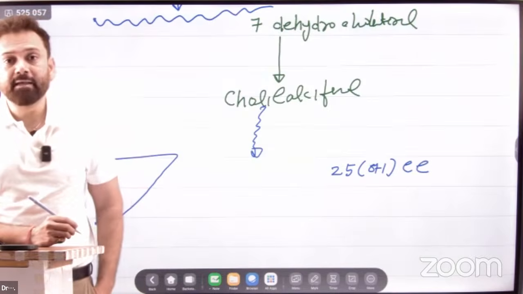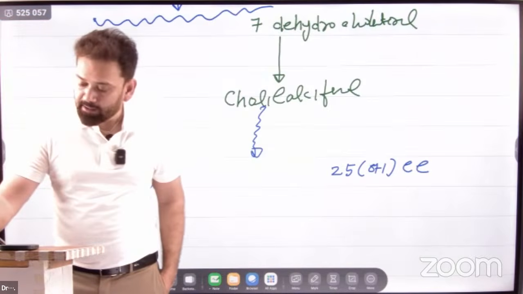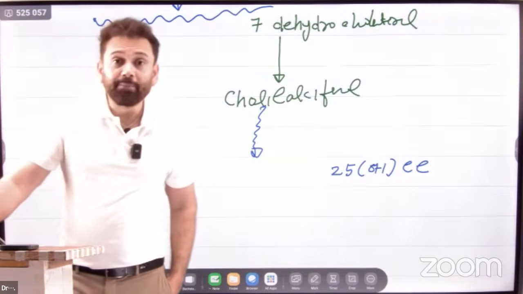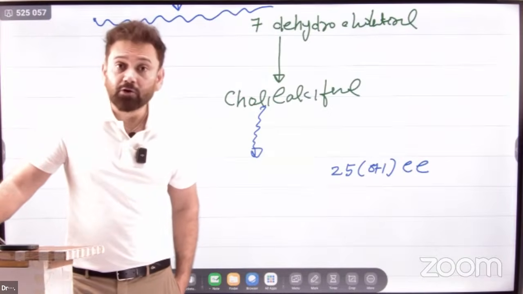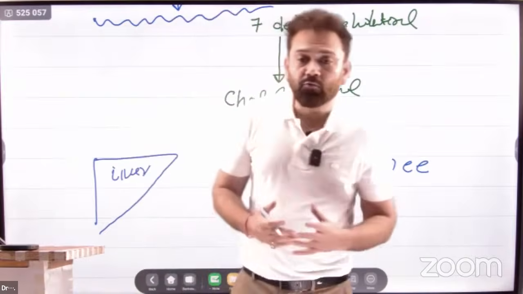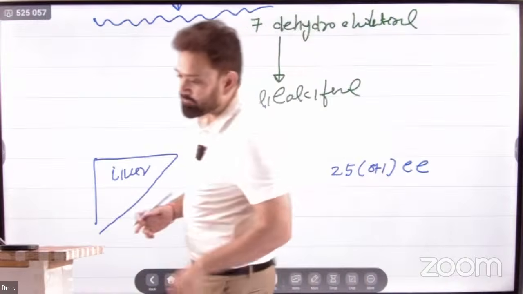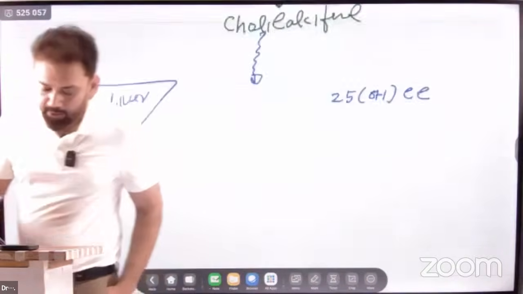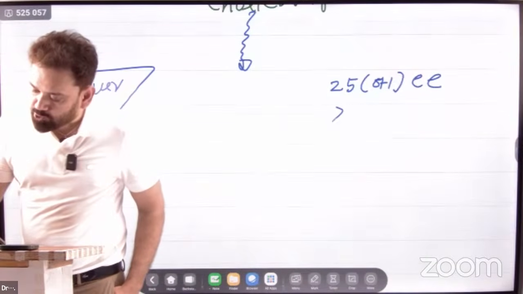25-hydroxycholecalciferol, isn't it? Where is this happening? It is happening in the liver. In the liver, the next step will happen and it converts into 25-hydroxycholecalciferol. Now this is going to your kidney.